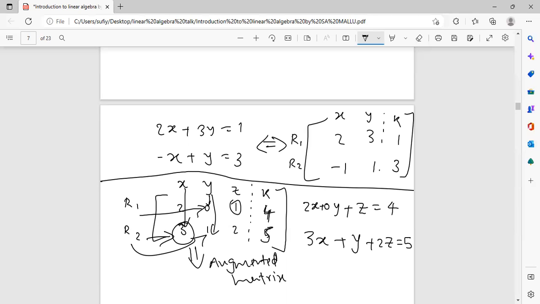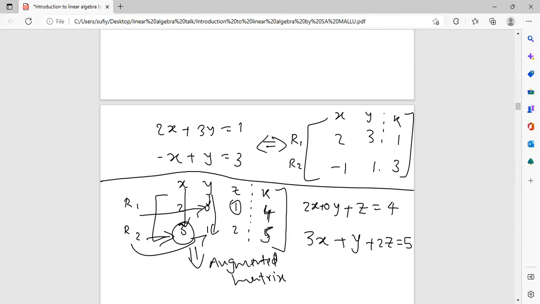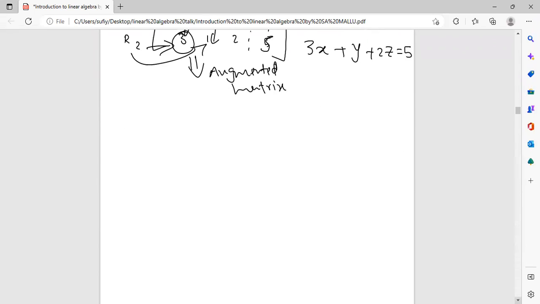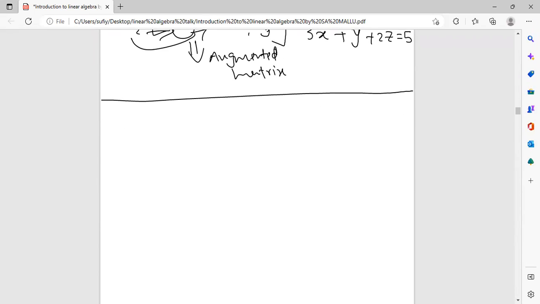So what I'm trying to emphasize here is that you should always be able to go from an augmented matrix to the system of equations and vice versa. You should be able to do that, okay? It's easy. Okay, now due to this time limit, I'm going to talk about just a few basic concepts, such as the dimension of a matrix.